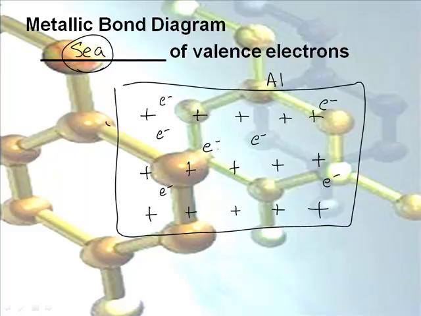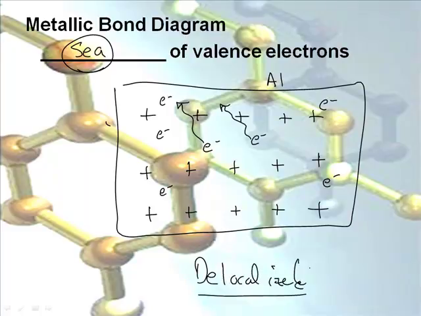And since these electrons are free to move, and they don't actually live with a particular atom, it's kind of like a commune. They're delocalized. Big fancy word, but what does that mean, delocalized, Mr. Sams? They are not in a particular locale.